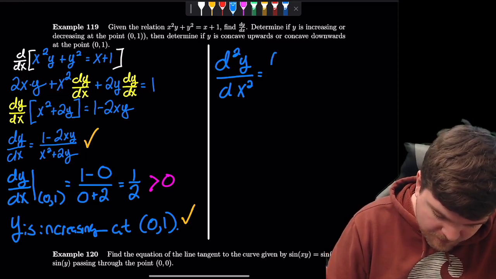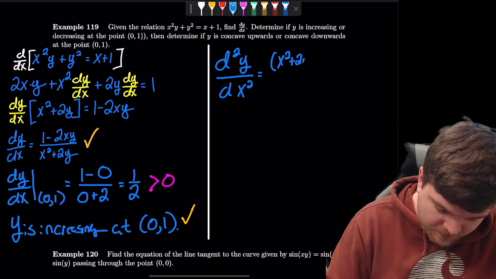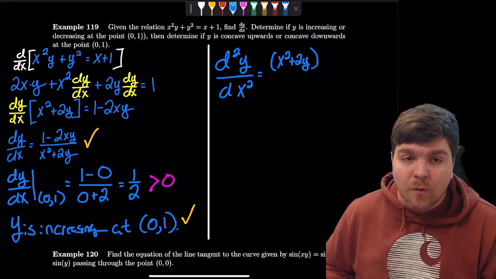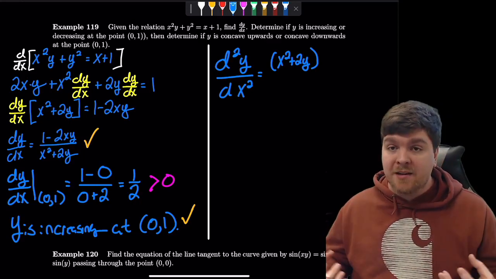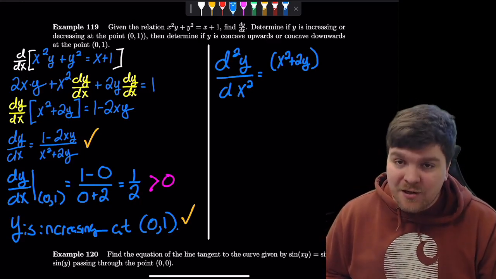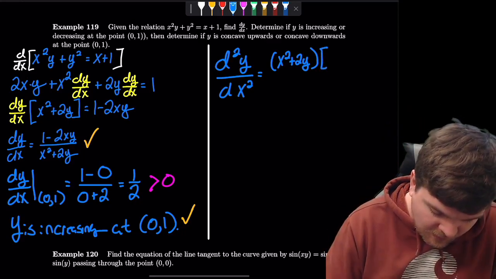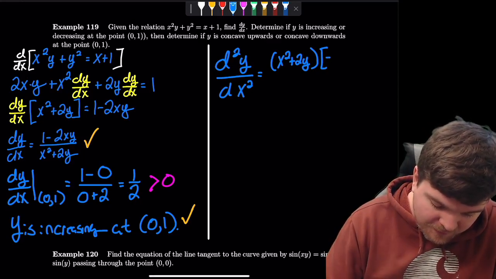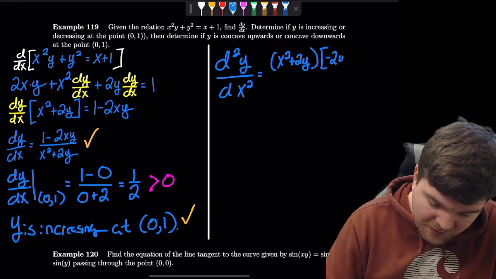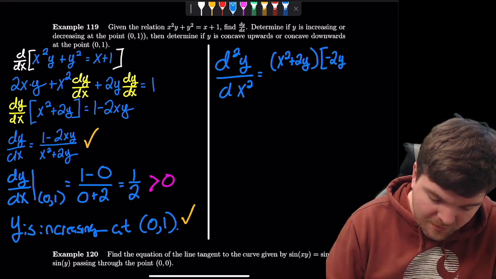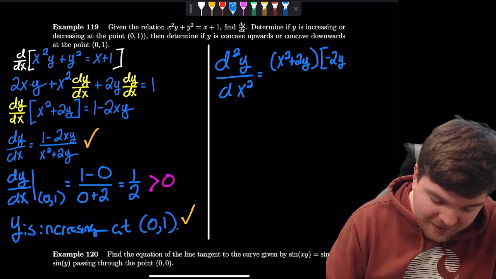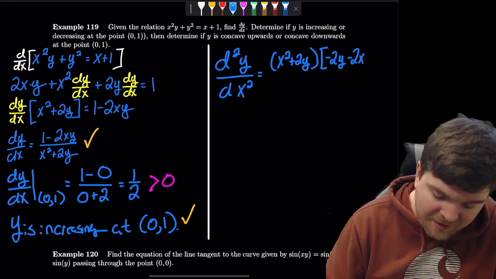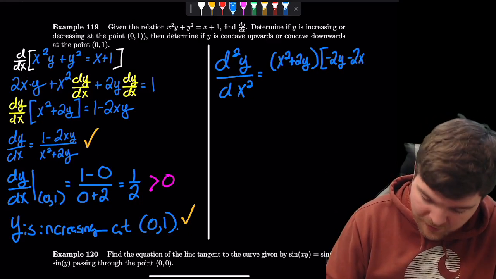Quotient rule says low times d high. So our numerator is this 1 minus 2xy, or 2x times y, which does require a second use of the product rule. So the derivative of 1 is 0. We'll take the derivative of 2x. That's going to leave me with 2. Leave y alone. And then I'm going to leave this negative 2x alone and take the derivative of y, which we can write as y prime or dy/dx.